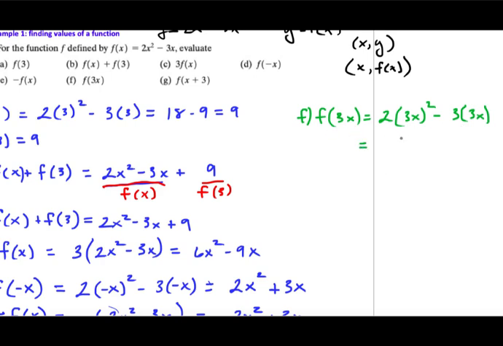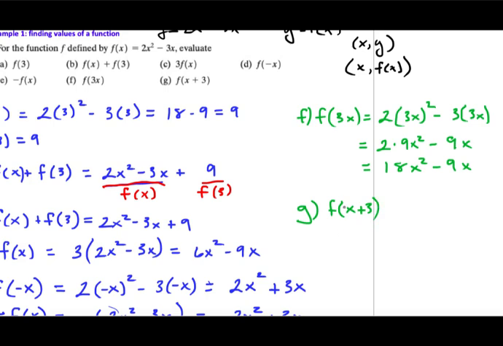And I can simplify, and that becomes 2 times 9x squared. So 3x squared is 9x squared minus 9x. And 2 times 9 is 18, so 18x squared minus 9x. And the last one, G, is f of x plus 3.